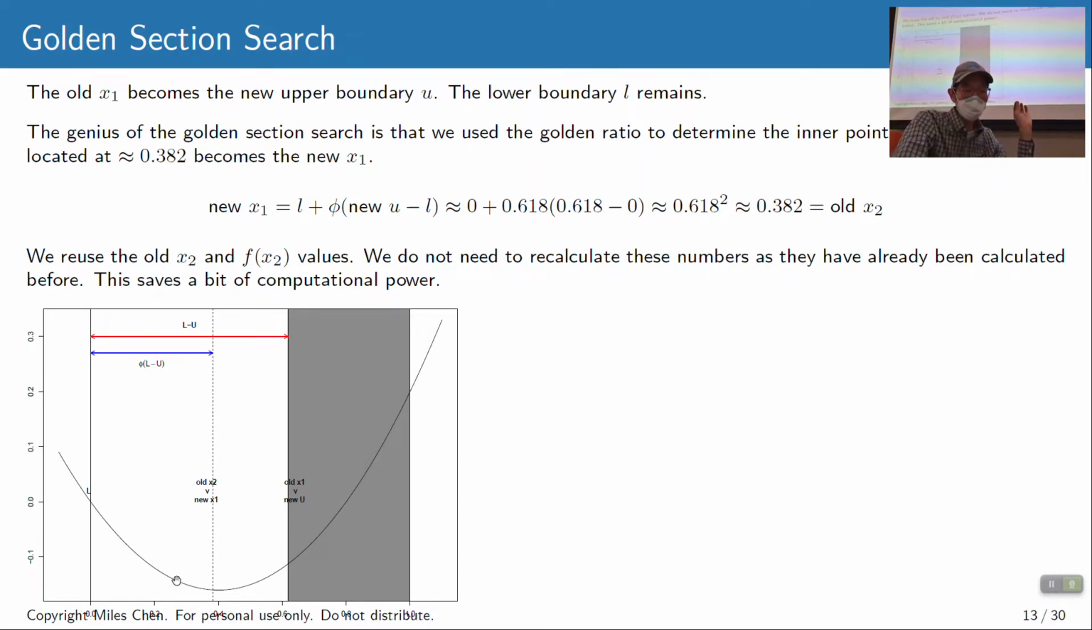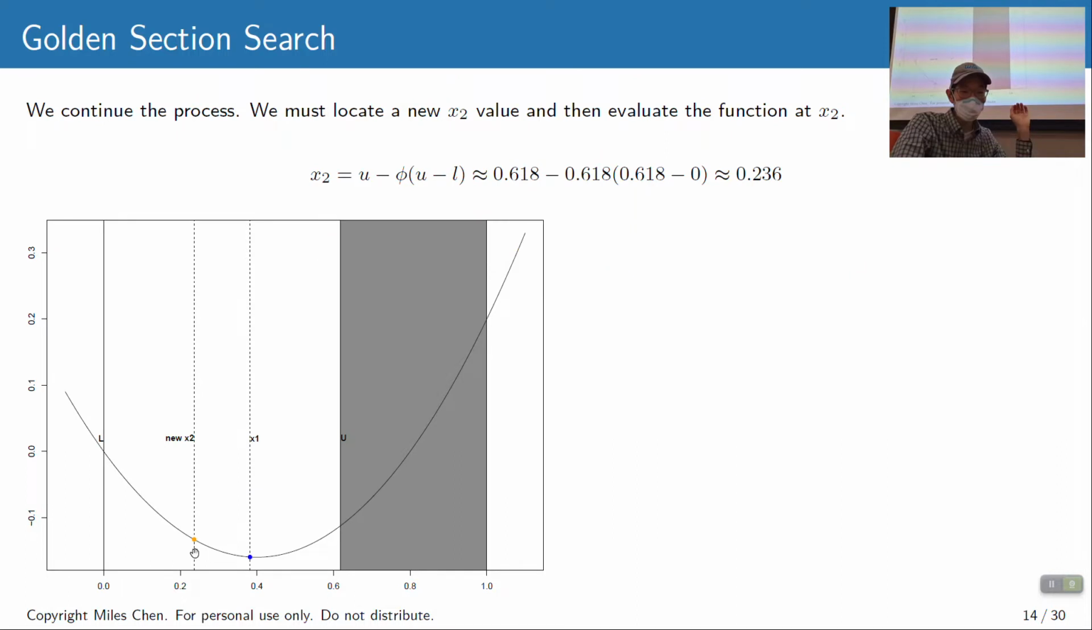And so now I only have one new point to evaluate, and that will be the new x2. I have my lower bound at 0. My upper bound is at 0.618. My new x1 is at 0.618 squared, 0.382. And then I have to calculate a new x2. This is 0.618 of the way from here down to 0, and that ends up being 0.236. So this is a new value. I have to calculate the value of the function here.